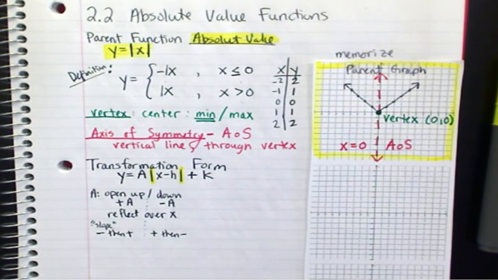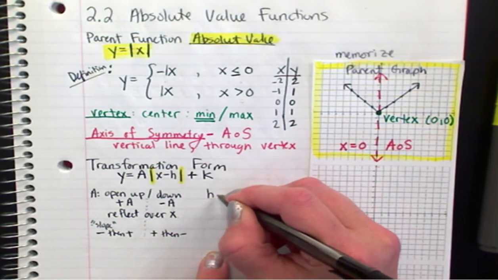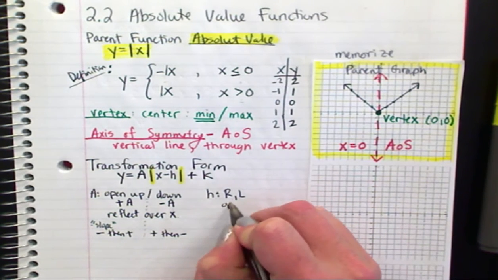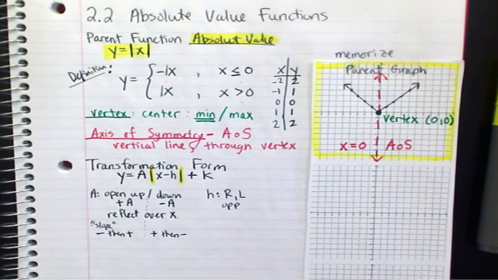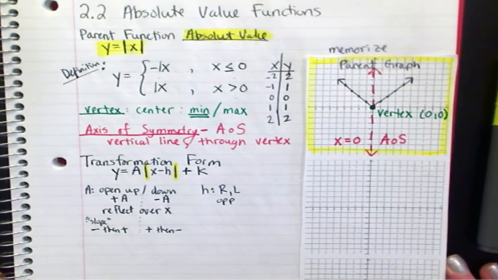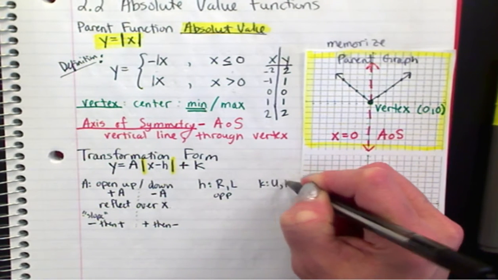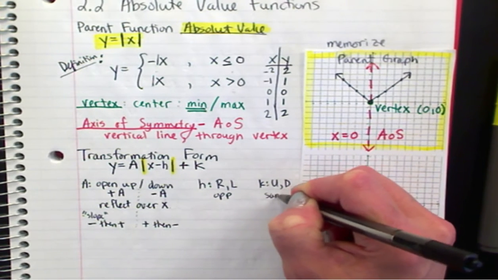It's important because this is a lot of information. It's kind of easy and quick to draw a graph, but you have to be able to do more things with it. Okay, what does my H do? Right or left? Opposite, as a reminder, opposite from what I see. K, up or down? Same.